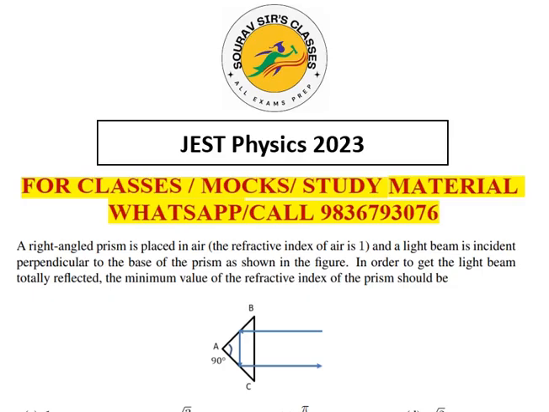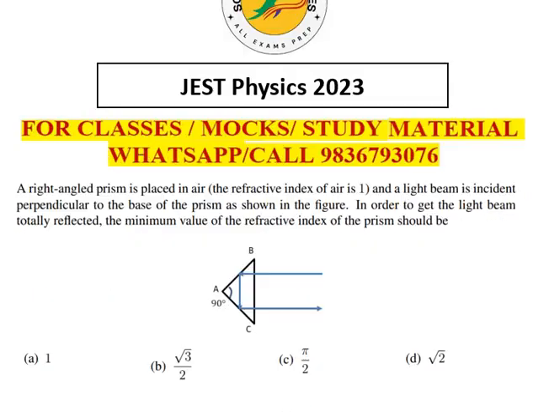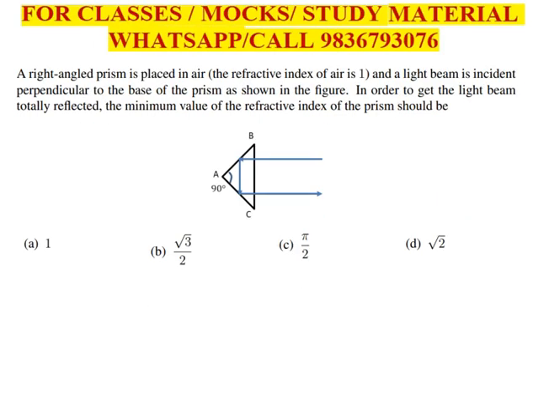In order to get the light beam totally reflected, the minimum value of the refractive index of the prism should be. So we need to find the refractive index of the prism, right? So we have a triangle ABC, right?